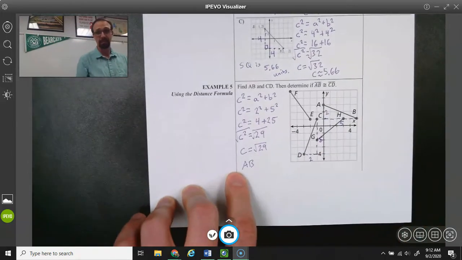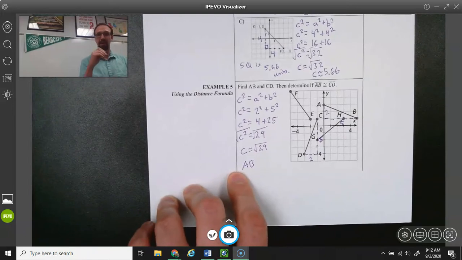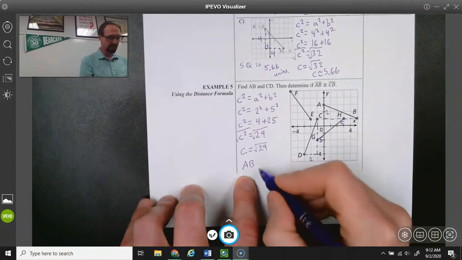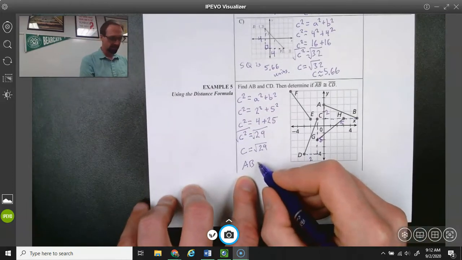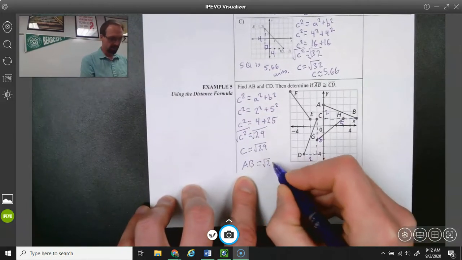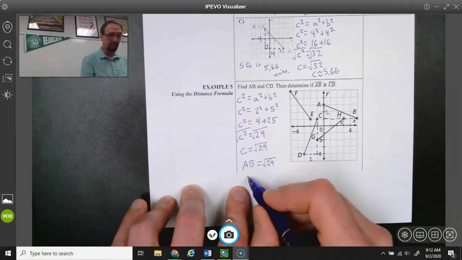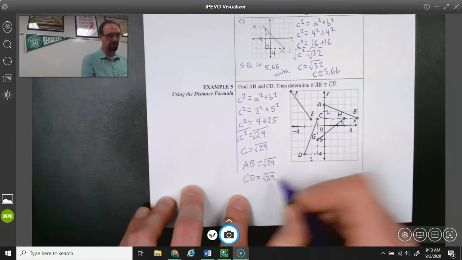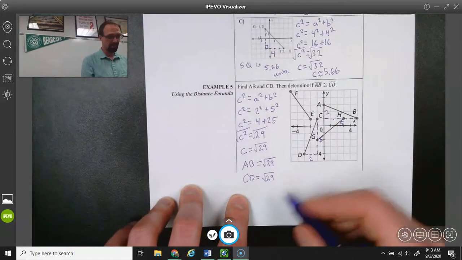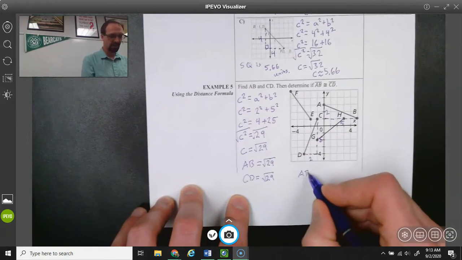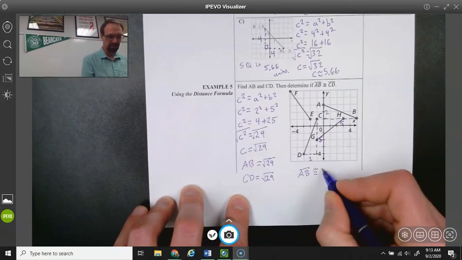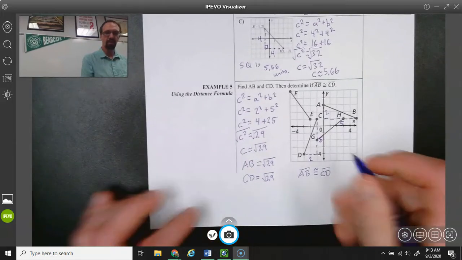the length of AB. Because I wrote it like this without the bar above it, that means I'm talking about the length of AB. And the length of AB is equal to the square root of 29. The length of CD is also equal to the square root of 29. Because those are the same, then I can say that segment AB is in fact congruent to segment CD. Notice the notation on this.